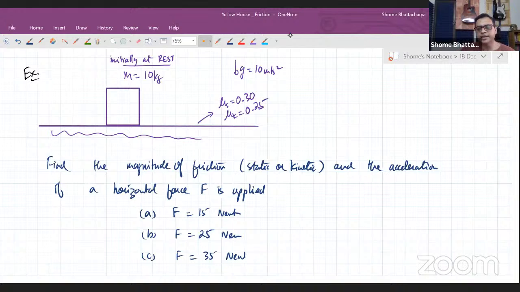So just imagine the block is at rest, and at some time t equal to 0, we start pushing it with a continuous horizontal force. But in one case, we are applying a force of 15 newtons, whereas in a separate experiment, we are applying a force of 25 newtons. Each time the block was at rest initially, and we applied a force of these many newtons. So first tell me how much will be the acceleration in the first two cases and the third case. Then we can come to the amount of friction acting.